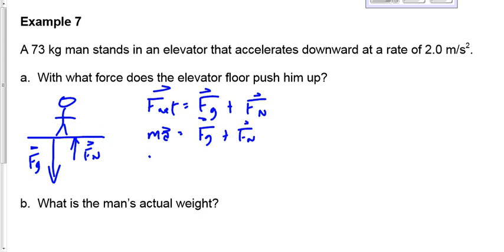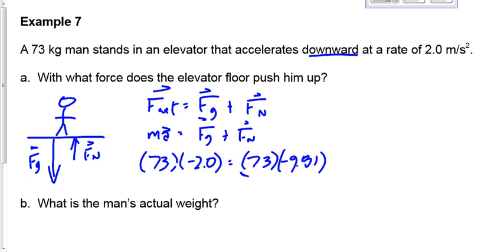Now we sub numbers in. The mass of the man is 73 kilograms. The acceleration of the man is negative 2.0. Why? Because it's accelerating downward, right? Fg is going to be 73 times negative 9.81. The force of gravity is negative because it acts downward. I don't care whether you put the negative in front of the 9.81 or in front of the 73. It doesn't make any difference. That force needs to be negative because that force is downward.